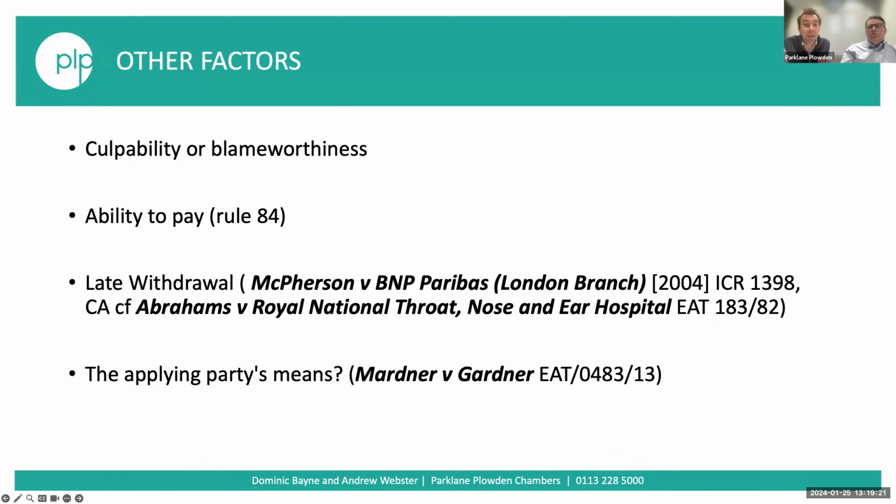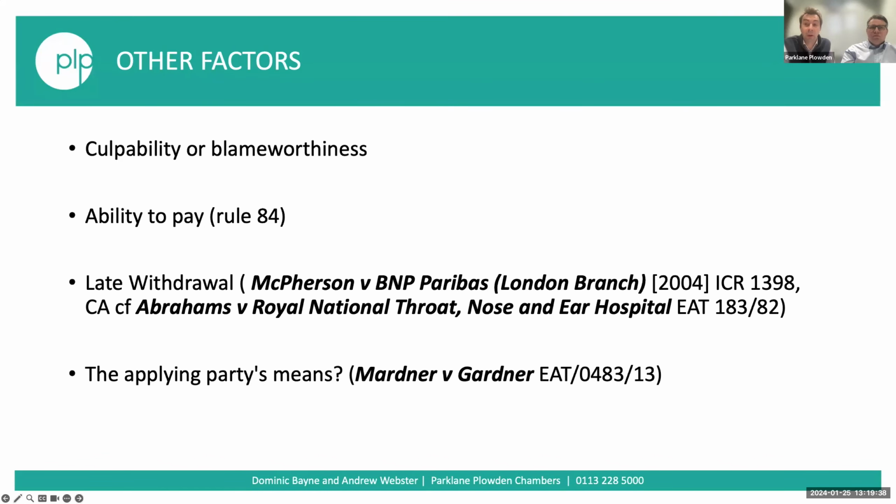The ability to pay, Rule 84, is likely to be relevant both to whether you exercise the discretion at all and to the amount of costs. I'm going to let Andrew deal with that in more detail on the amount of costs.